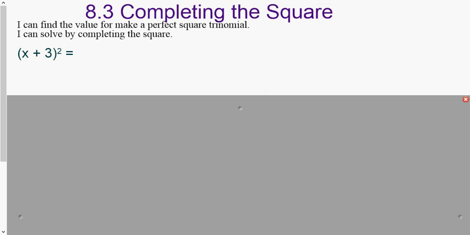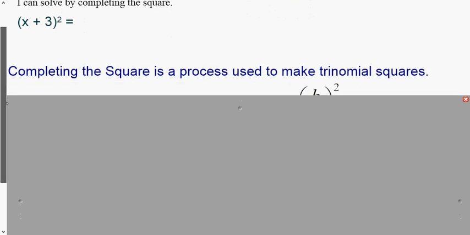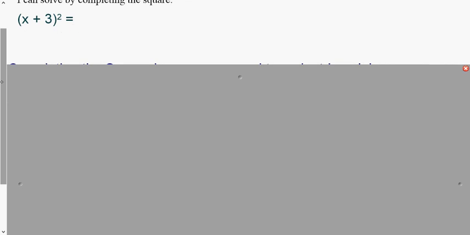Good day, everyone. Today we are talking about section 8.3, completing the square. So our targets for today: I can find the value to make a perfect square trinomial, and I can solve by completing the square. Before we get into all this solving business, we're going to quickly review perfect squares.